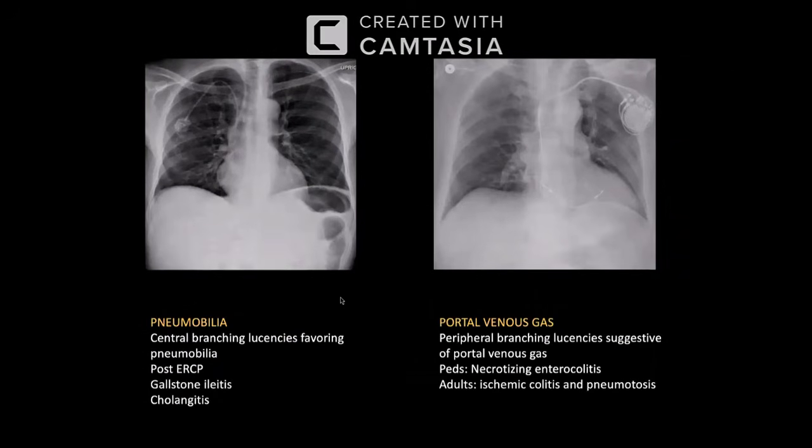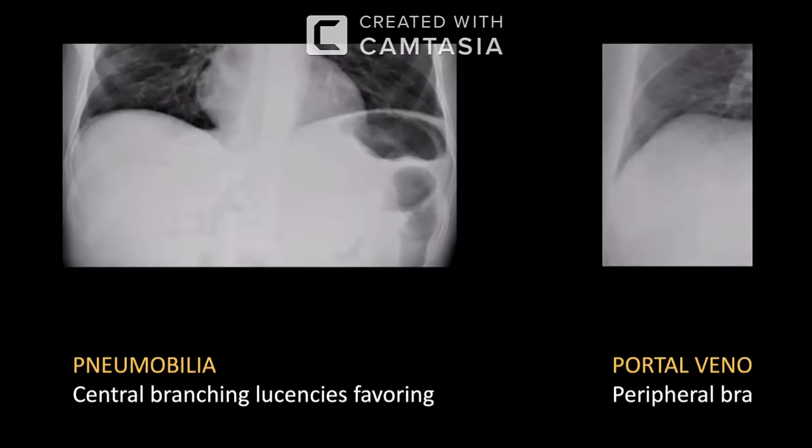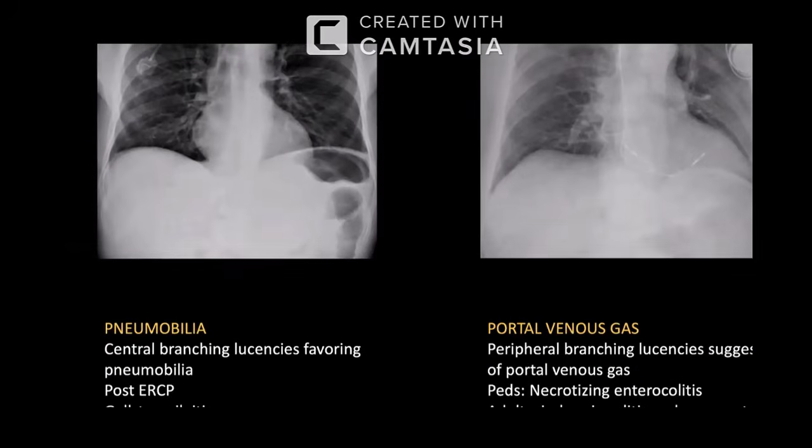So this is a case of pneumobilia, and this was a case of portal venous gas. Let me just zoom it up for you. Can you see here? There is a central branching pattern. These are post ERCP. Sometimes a patient can present like this, or other possible differentials include gallstone ileus or cholangitis.